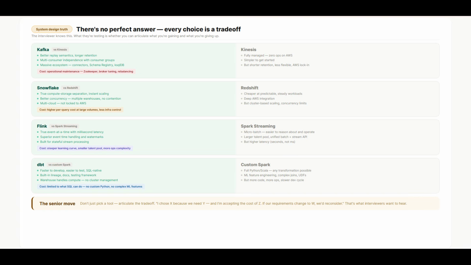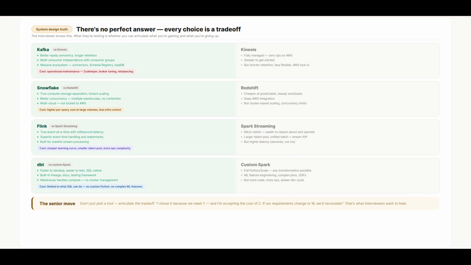Snowflake over Redshift: better separation of compute and storage, easier scaling, better concurrency handling, but higher cost at large volumes and less control over the underlying infrastructure. Flink over Spark Streaming: true event-at-a-time processing with millisecond latency, but a steeper learning curve, a smaller talent pool, and more operational complexity. If you don't genuinely need sub-second latency, Spark Streaming's micro-batch model is easier to hire for and operate.